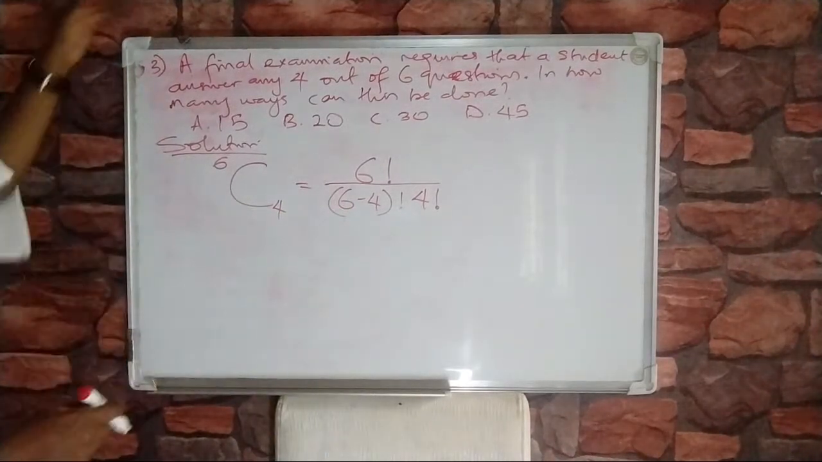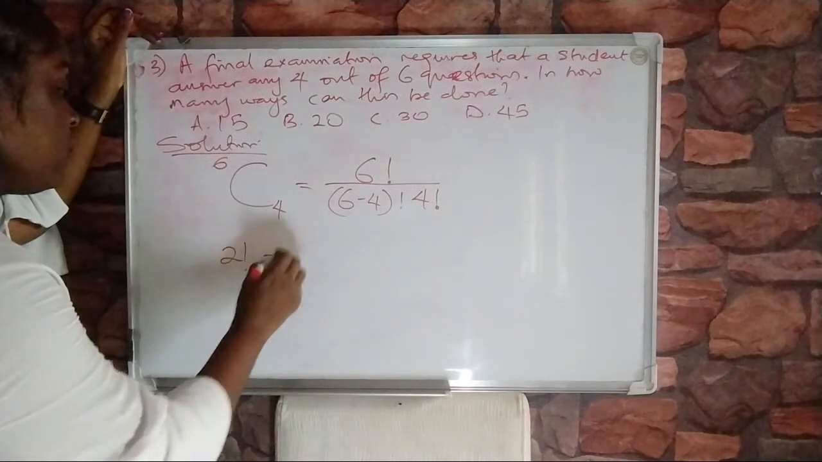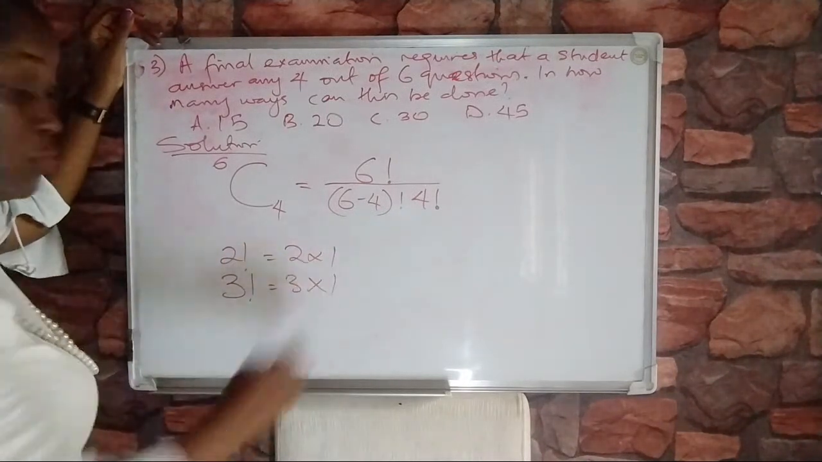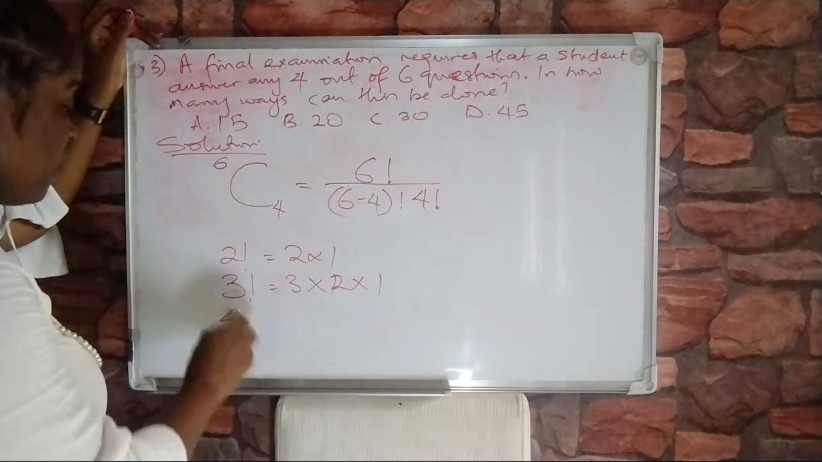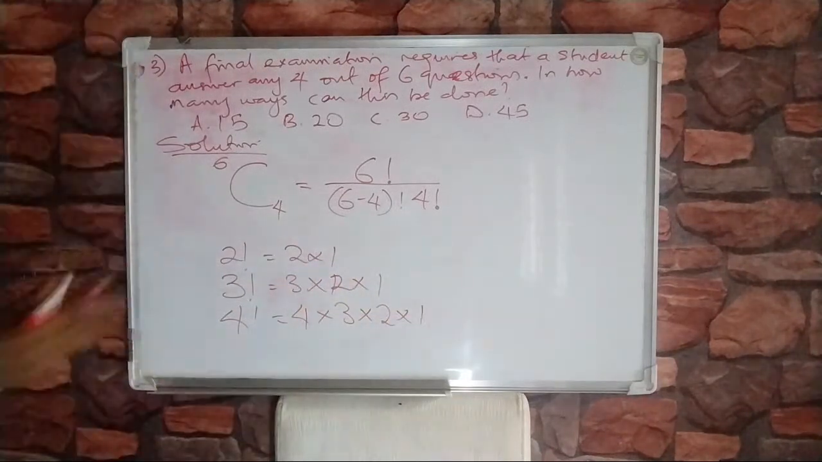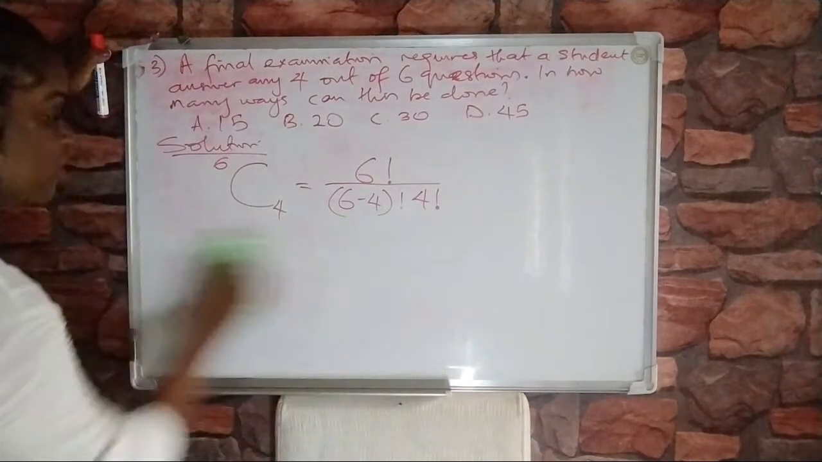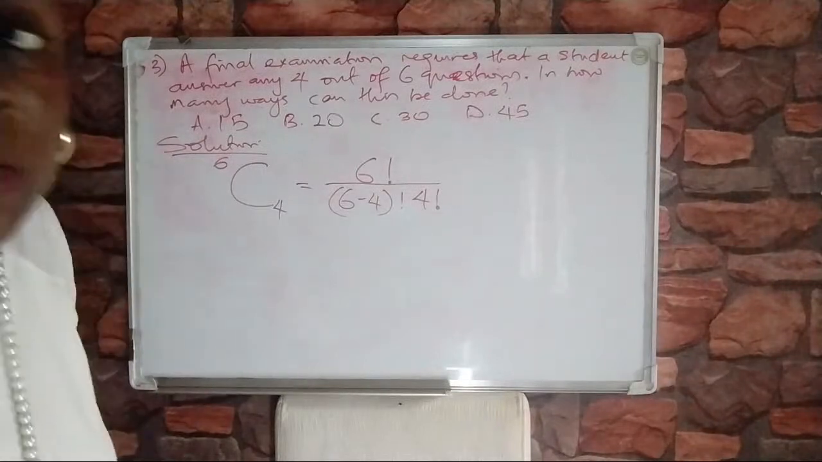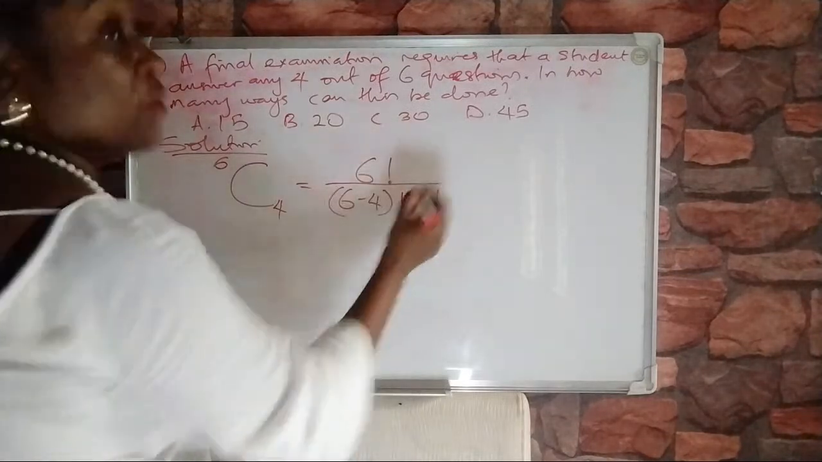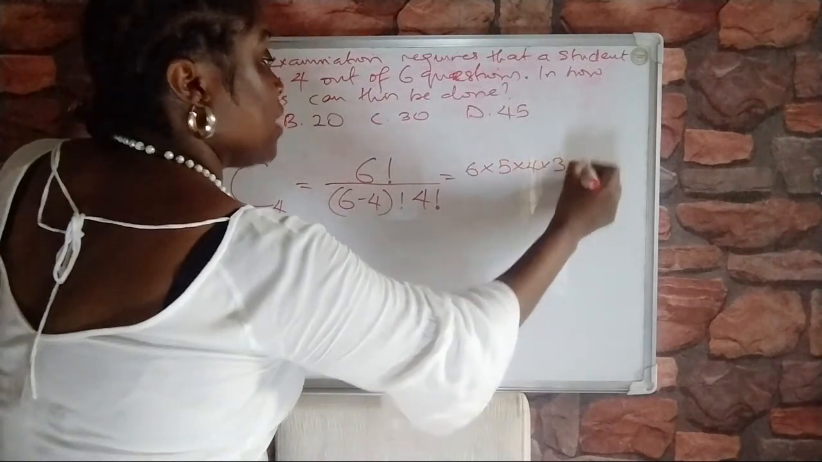What's a factorial? A factorial is a multiplication of consecutive numbers. If you have 2 factorial, it means 2 times 1. If you have 3 factorial, it means 3 times 2 times 1. If you have 4 factorial, it means 4 times 3 times 2 times 1. So that is what we mean by factorial. It's a multiplication of consecutive numbers in descending order. So 6 factorial is going to give us 6 times 5 times 4 times 3 times 2 times 1.